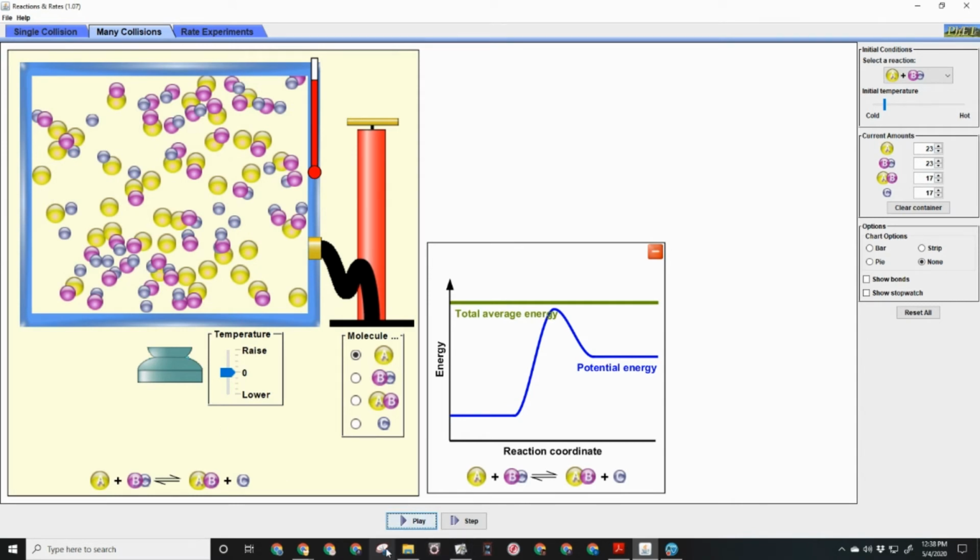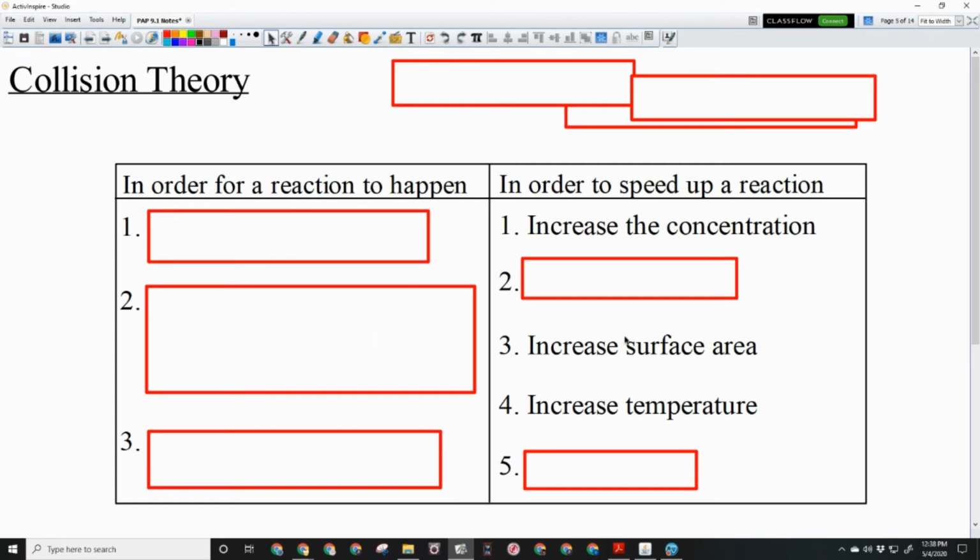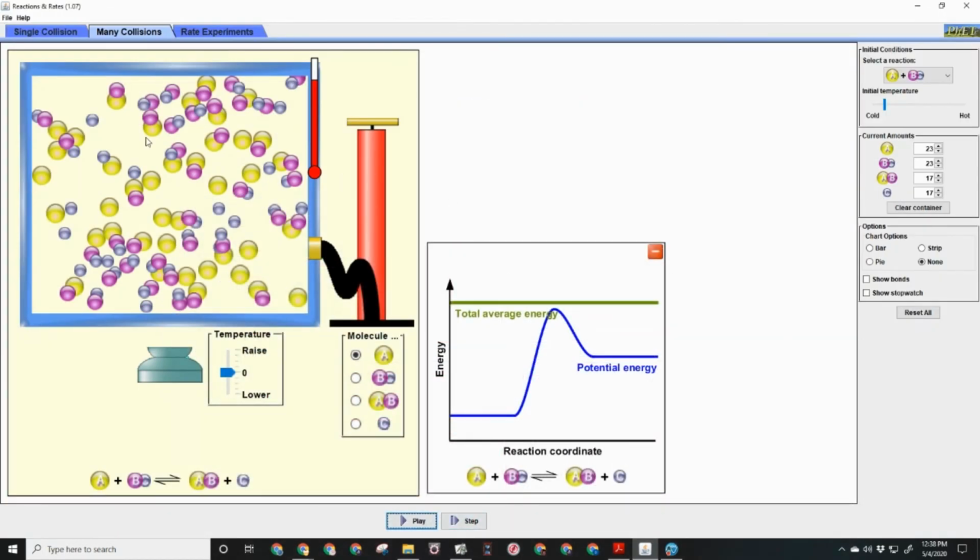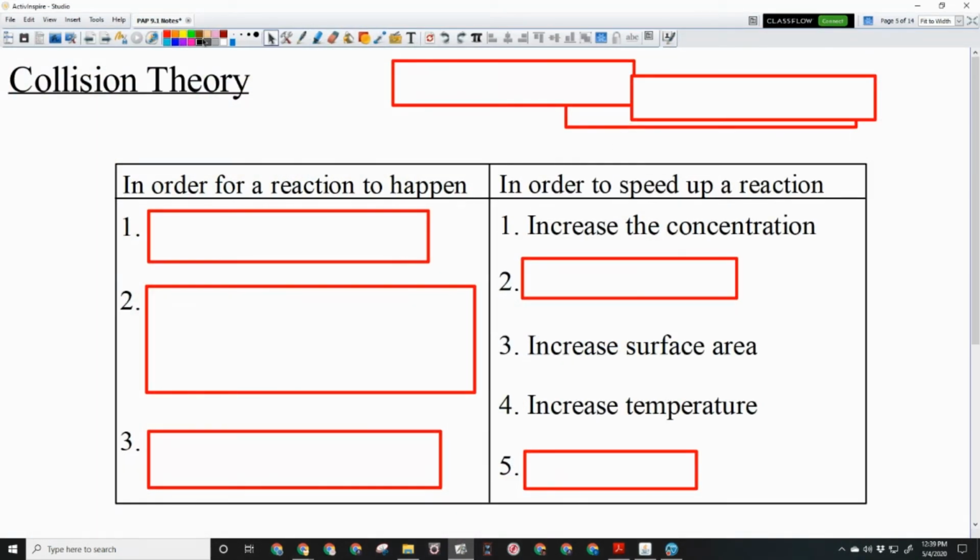So let's look at increasing the surface area. All right, so we really can't increase the surface area because it's just on a molecular level, one molecule to one molecule. But you see here, we did increase the temperature, and that did increase the speed that they react. Okay, so this is a good little demonstration, and of course you can go and play with this demonstration as well.